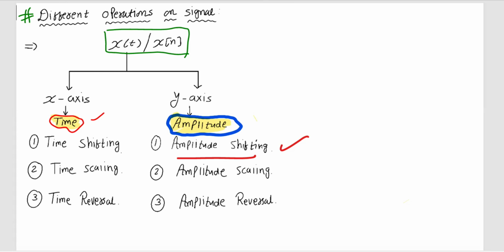Today's video is all about the different types of operation on the signal. These operations can be performed on continuous time as well as discrete time signals. So let us start the video.